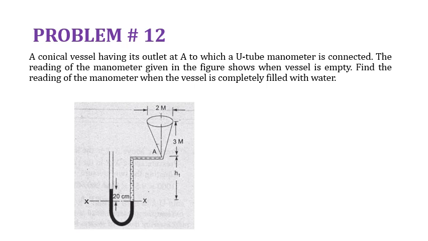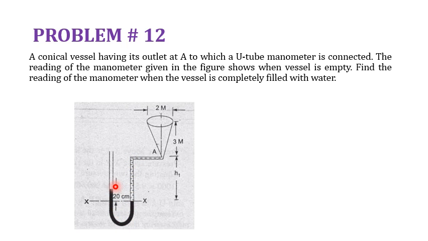So let's move on to the next numerical. Problem number 12. A conical vessel having an outlet at A to which a U-tube manometer is connected. So in this statement, this figure will be provided. This is a pipe outlet A to which a conical vessel is connected, and to the other end we have a U-tube manometer.